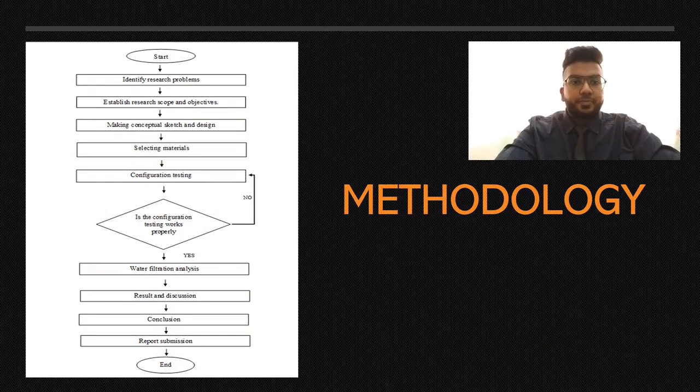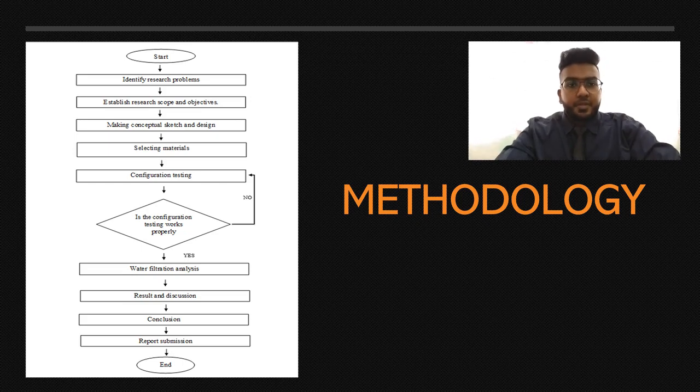Okay, now moving on to the methodology part. For the methodology part, a process flowchart was created to do the project. First of all, the project started with identifying research problems, then establishing research scope and objectives. After that, a conceptual sketch and design was made. After the design was completed, the material selection was made to do 10 configurations for the testing.